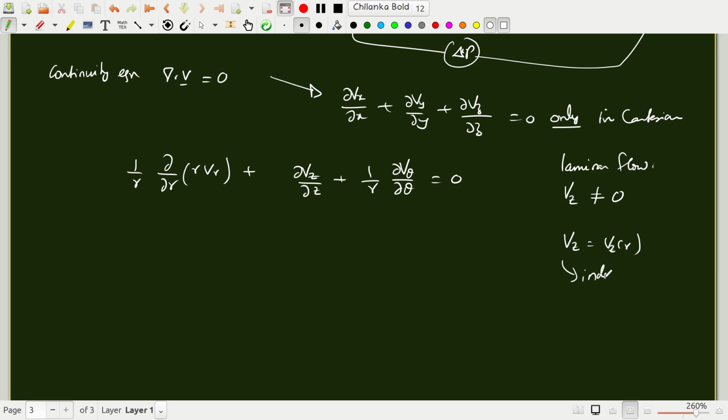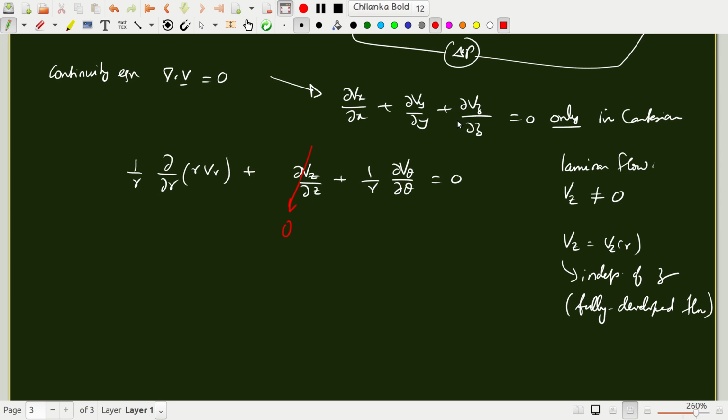This is called the fully developed flow assumption. The flow velocity is independent of the flow direction itself. This is called fully developed flow. If you make this assumption, then partial Vz by partial z becomes 0.